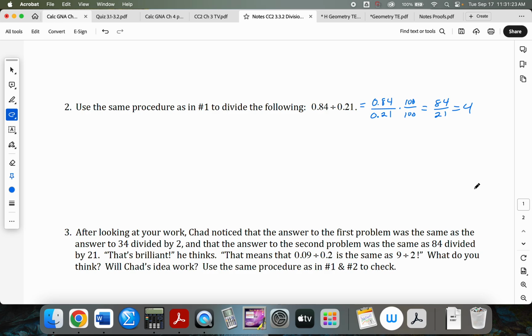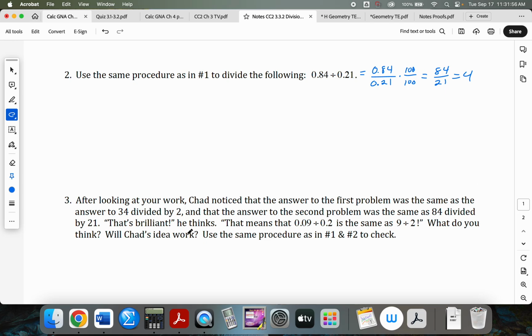So after looking at your work, Chad noticed that the answer to the first problem was the same as 34 divided by 2, and that the answer to the second problem was the same as 84 divided by 21. That's brilliant, he thinks. That means that 0.09 divided by 0.2 is the same as 9 divided by 2. What do you think? Will Chad's idea work? No.